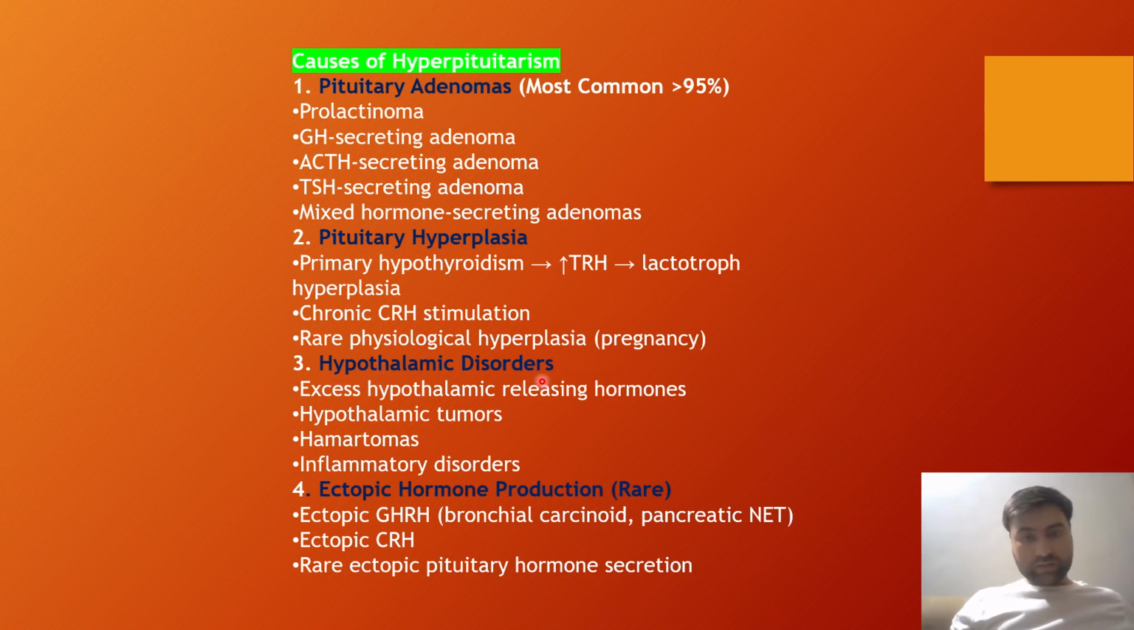So hypothalamic disorders like excessive hypothalamic releasing hormones, hypothalamic tumors, hematomas, and inflammatory disorders can all lead to pituitary gland hypersecretion of hormones. Then ectopic hormone production, for example, if you have small cell carcinoma or bronchial carcinoid, then the patients can have growth hormone releasing hormone production, which can lead to the features of hyperpituitarism.